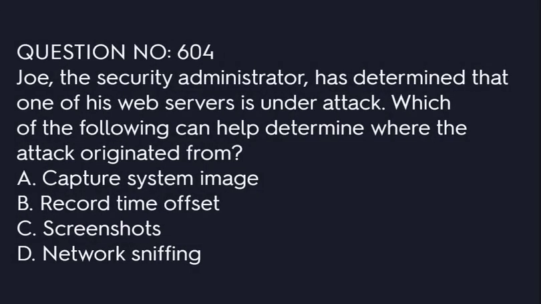Question no. 604. Joe, the security administrator, has determined that one of his web servers is under attack. Which of the following can help determine where the attack originated from? A. Capture system image. B. Record time offset. C. Screenshots. D. Network sniffing. D.